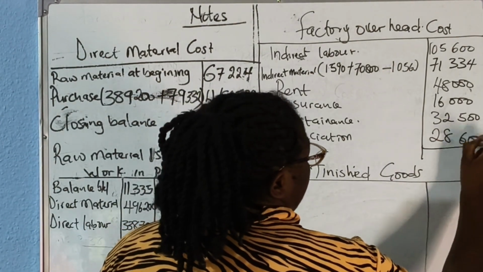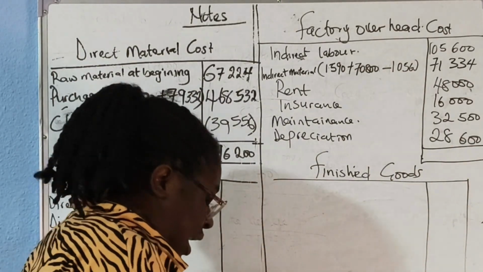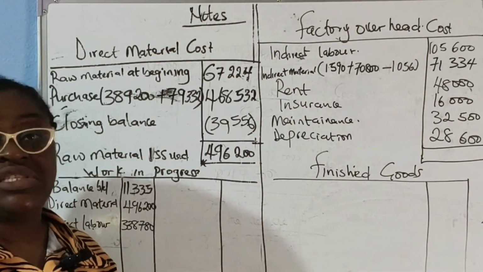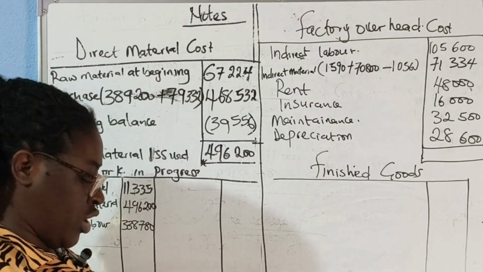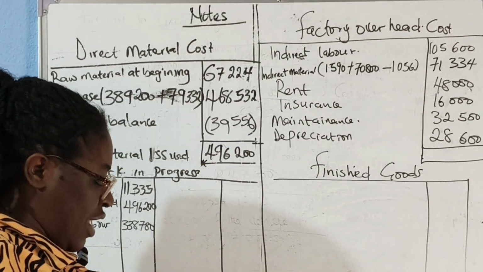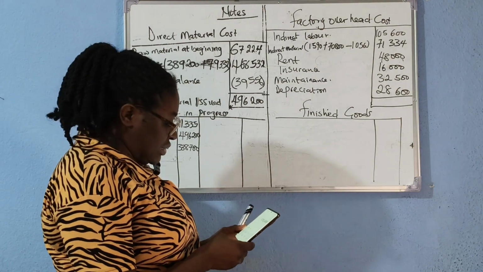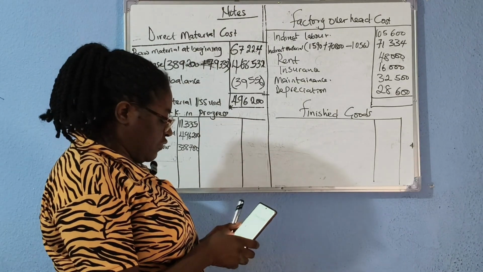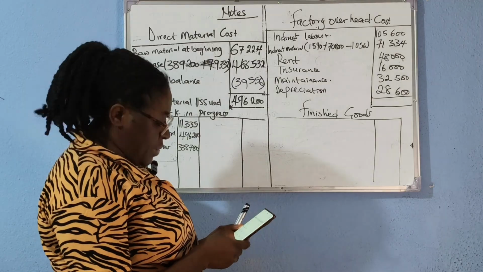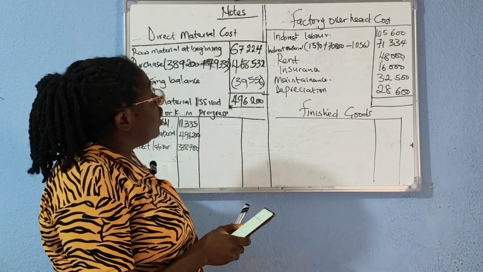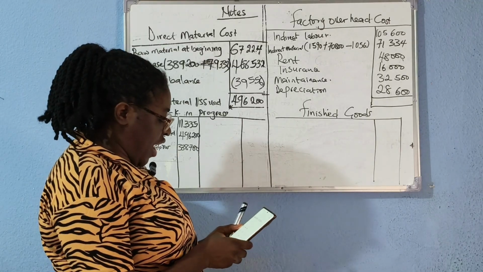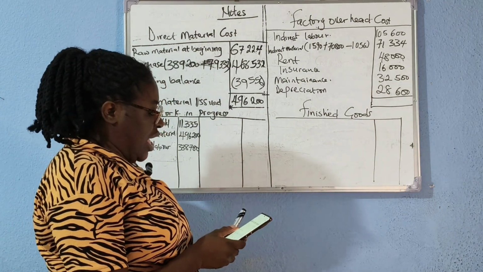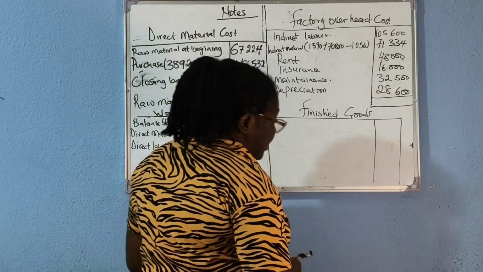So we add everything together to get the total of factory overhead, which we also transfer to the debit side of our work in progress. So we have 105,600 plus 71,334 plus 48,000 plus 16,000 plus 32,500 plus 28,600.